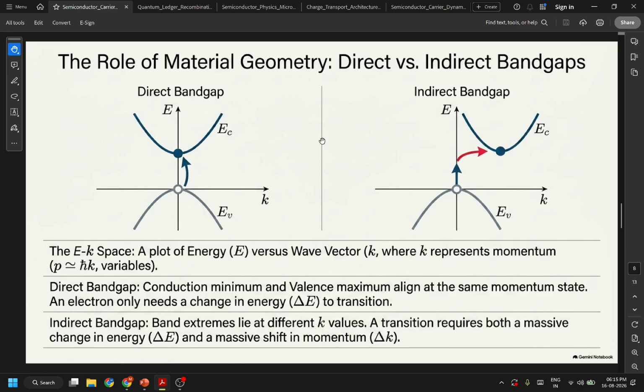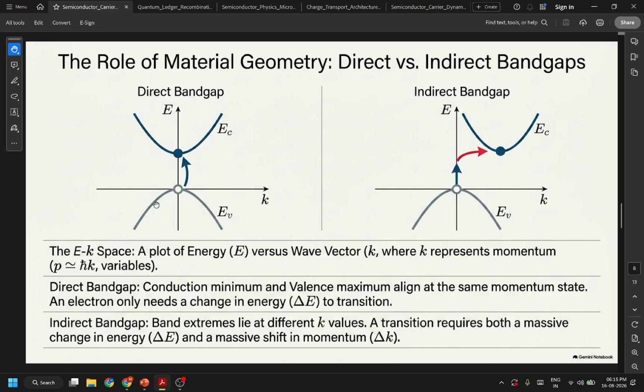Now the role of material geometry, direct versus indirect band gaps. So we draw this using the E-k space diagram, which is a plot of energy versus wave vector k, where k represents momentum. So momentum p is calculated using h bar k. So k can represent momentum.